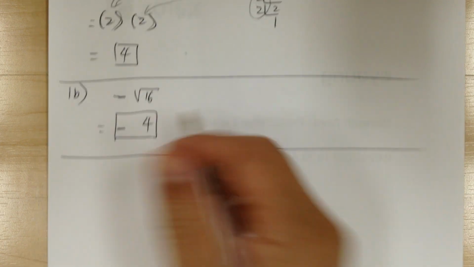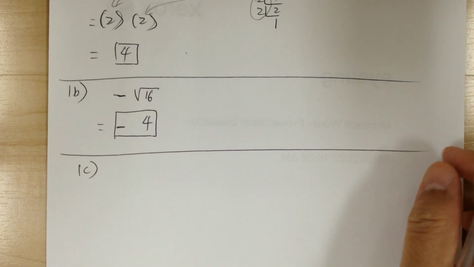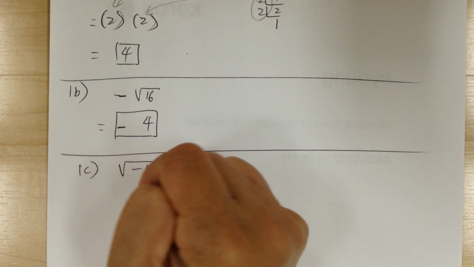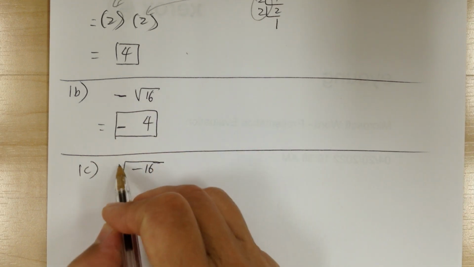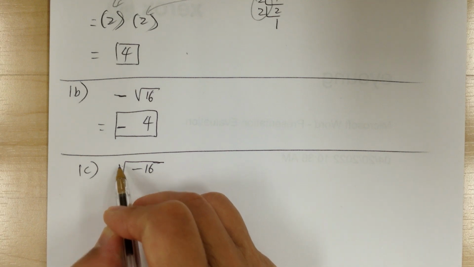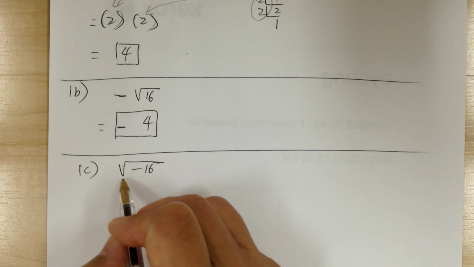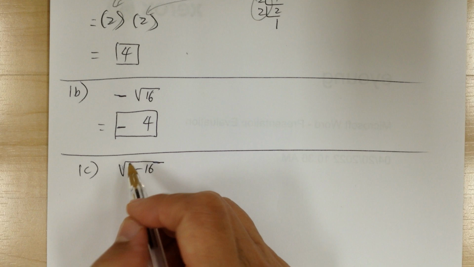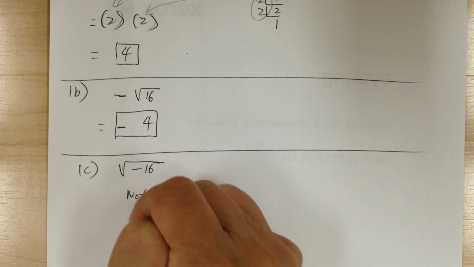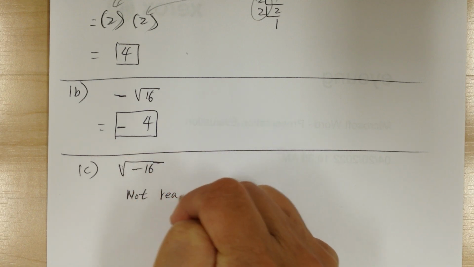Now you get 1c, you've got square root of negative 16. When the index is even, like 2, (square root means the index is 2), and you have a negative inside, then you cannot do that, so the answer would be not real.